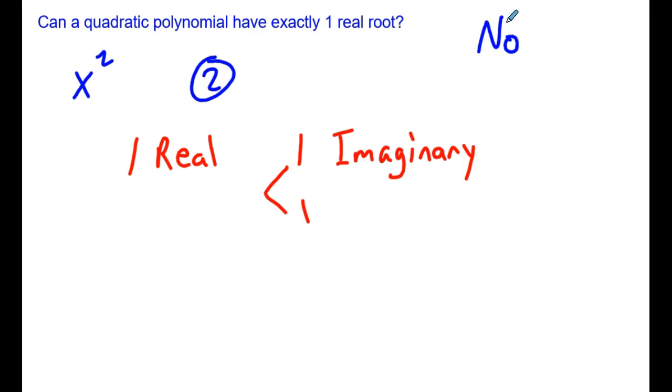For your 2 roots, they're either both going to be real or they're both going to be imaginary, because we know the imaginary roots occur in conjugate pairs.